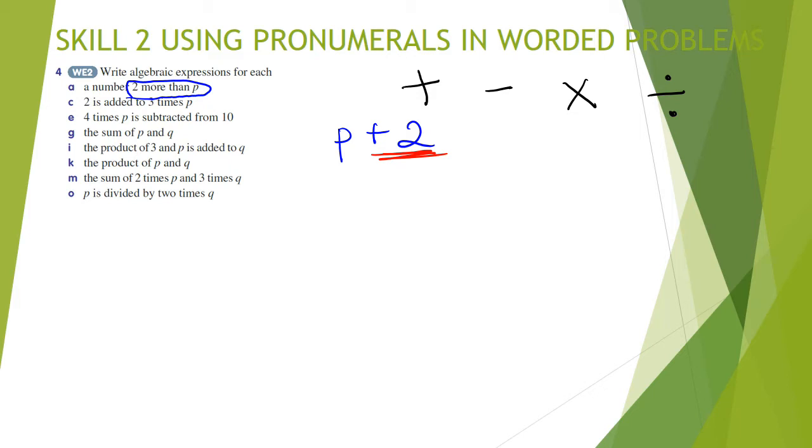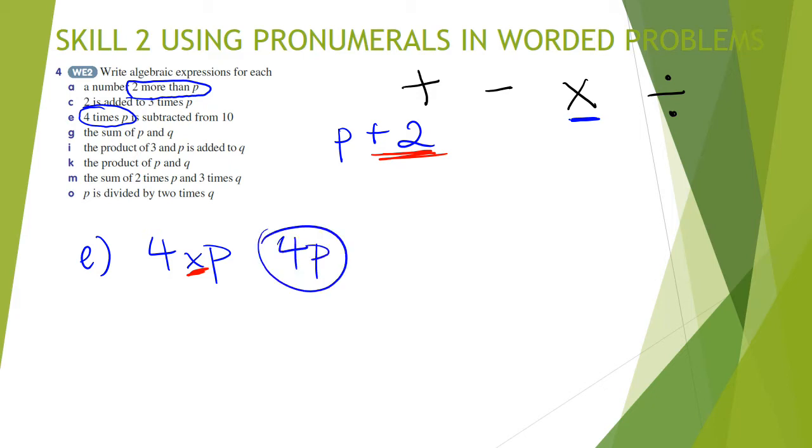If we look at E, we need a number that is 4 times P. So 4 times P, we're going to use multiplication. We don't write 4 times P like this because in algebra we don't write multiplication symbols because they look like the letter X. So what we're going to write is simply 4P.